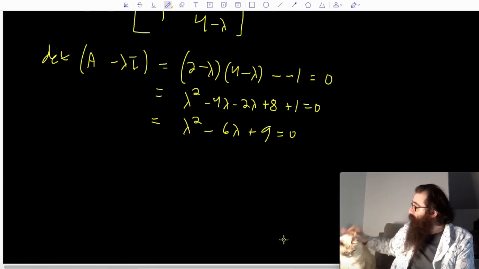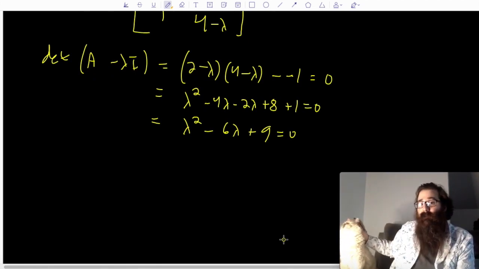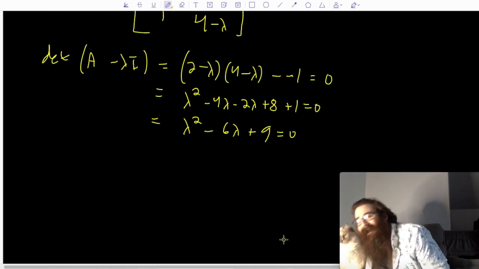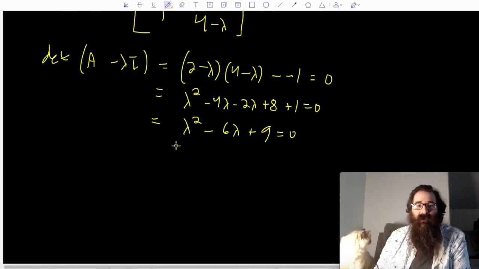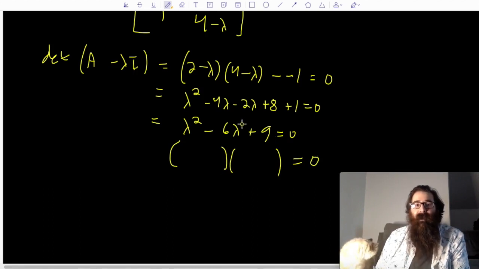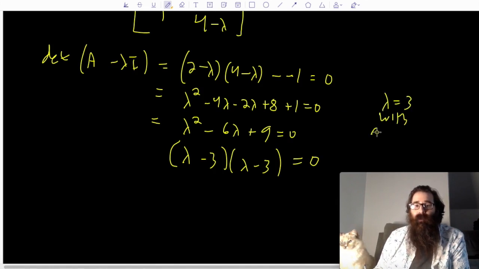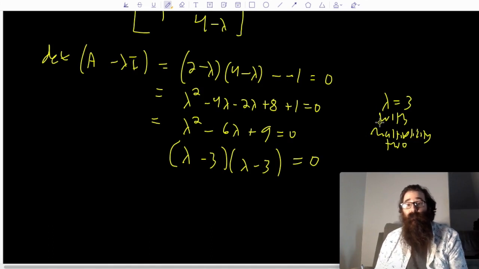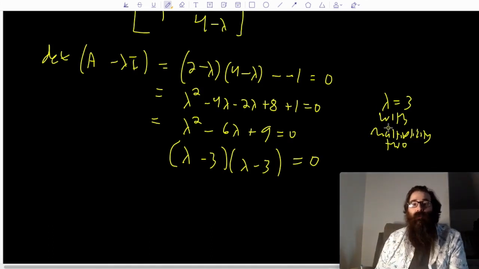And if you can factor it, you're going to want to factor it. This will factor beautifully. Multiplies to 9, adds to -6. It has to be lambda minus 3 and lambda minus 3, which means that I have eigenvalue lambda equals 3 with multiplicity 2. Or you could say lambda equals 3, lambda equals 3. Lambda equals 3 repeated. So I'm only going to work with it once.